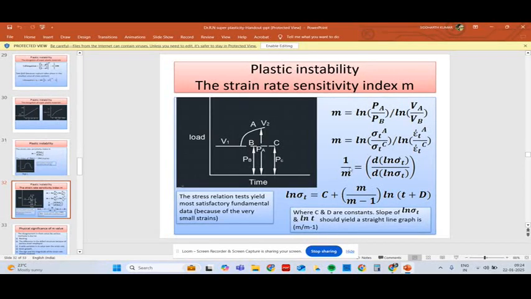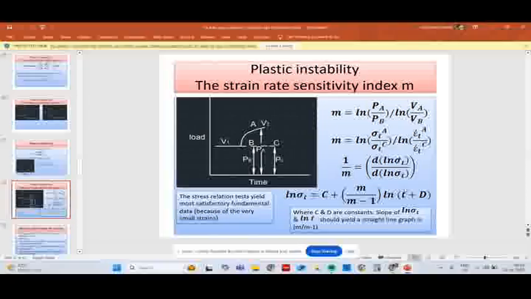So this is given by 1 over m equal to d ln sigma divided by d ln sigma dot. Ln of sigma is given by C plus m divided by 1 minus m into ln of t plus n, where C and n are constants. The slope of ln t versus ln sigma should yield a straight line graph, which is m divided by 1 minus m. This stress relaxation test yields more satisfactory fundamental data because of very small strain.